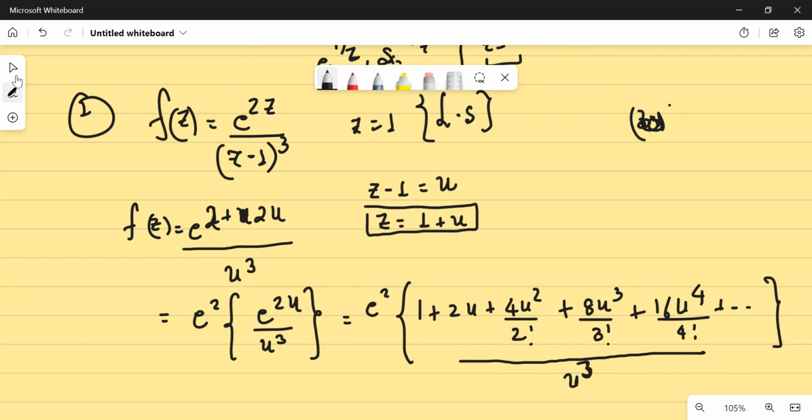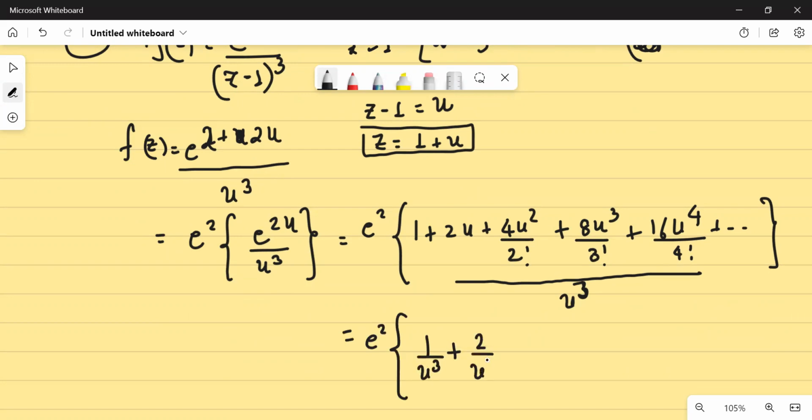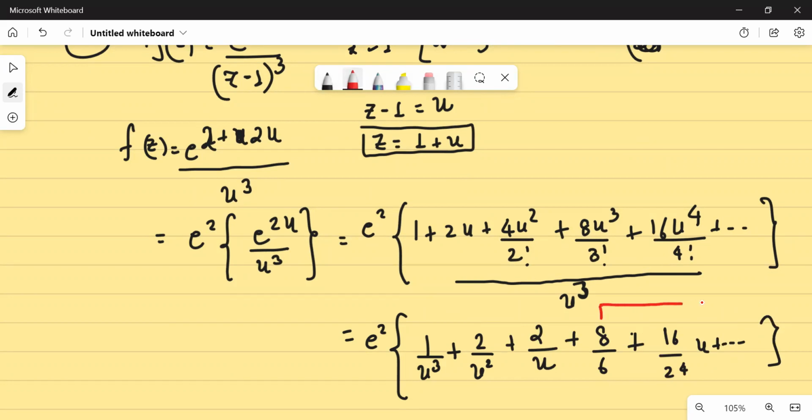Okay, and what will it give you? I think, if I'm not wrong, it will give you e square, 1 upon u cube, then 2 upon u square, then 2 upon u, then 8 upon 6, plus 16 upon 24 u, and there will be some terms. So what is this? This is your regular part, isn't it?